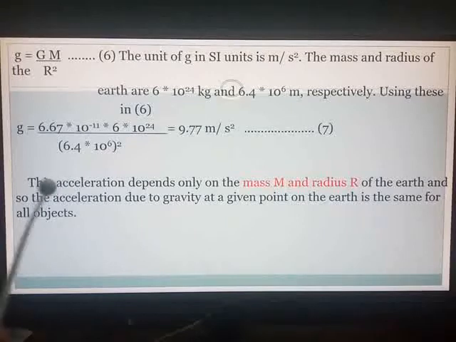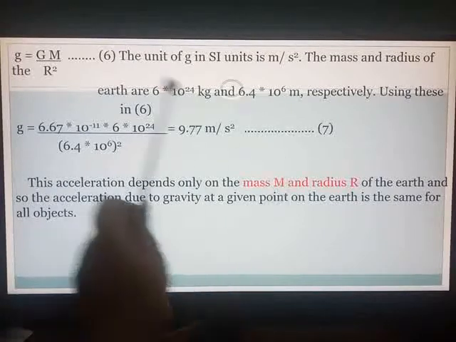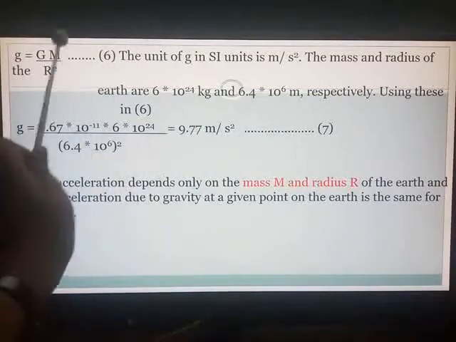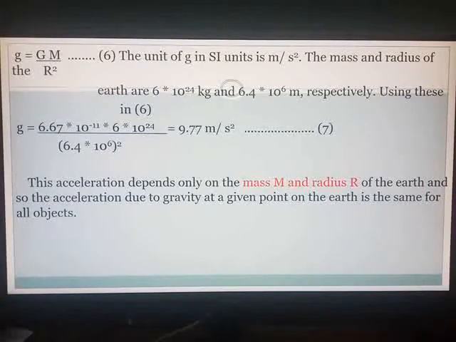Now this acceleration due to gravity depends only on the mass and radius R of the earth, and so the acceleration due to gravity at a given point on the earth is same for all the objects. It does not depend upon the mass of the object. Hence the acceleration due to gravity at a given point on the surface of the earth is same for all the objects.